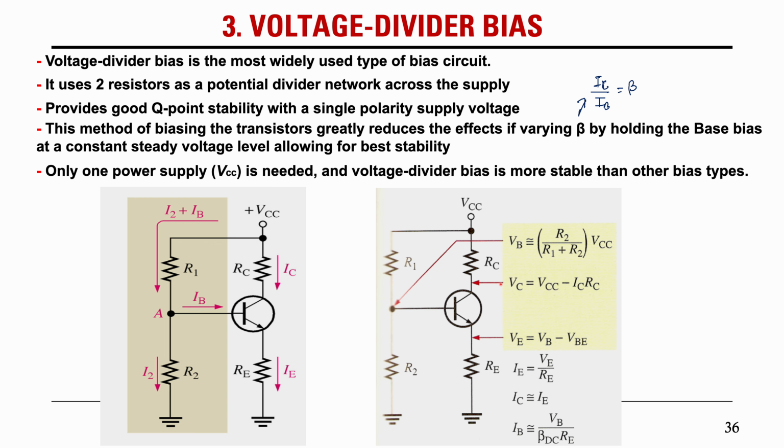Next is the VC. So how to find the VC? I think it is the same as previous. Once you understand the previous one, then you can find the value of VC, and same with VE. The only difference is at point VB, because there is another resistor that is connected in parallel to the base. The rest is the same.